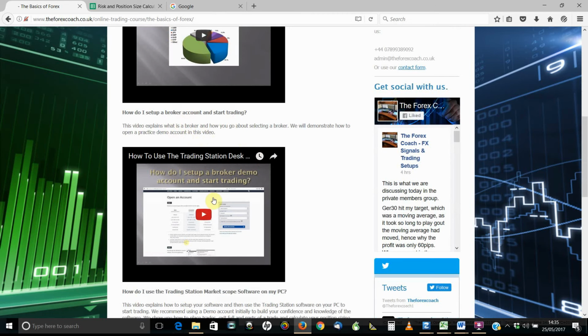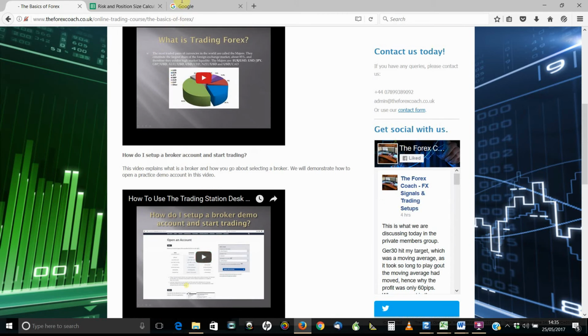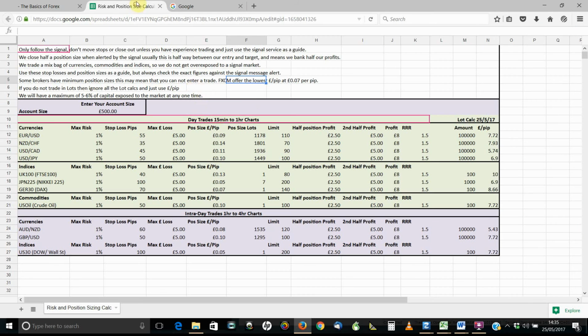How do I set up a brokerage account? You can set up a demo account or a real account with them, and you can trade at 7p a pip. Okay, so 7p a pip. If you got a message to say close half at that point, you're not going to be able to do that. So it's not an issue, because you can still trade for the full target and close out the full position, but you will ignore the close half the trade at that point.